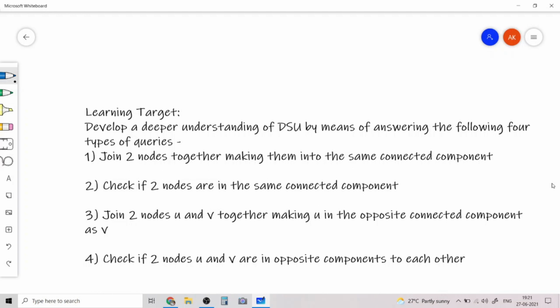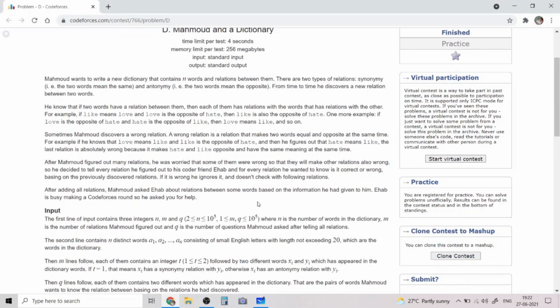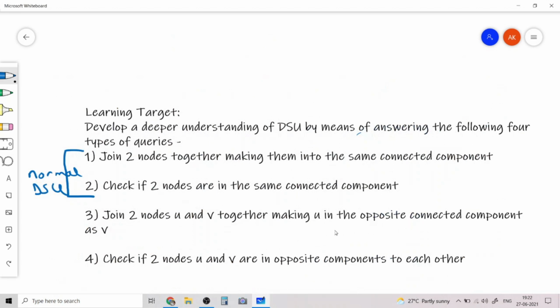The first type of query is joining two nodes together, making them into the same connected component. And the second type of query is checking if two nodes are in the same connected component. The first two queries can be easily solved using normal DSU. However, the third and fourth queries are what this problem demands us to be able to do, and that is: join two nodes U and V, making U in the opposite connected component of V, and check if two nodes U and V are in opposite components to each other.